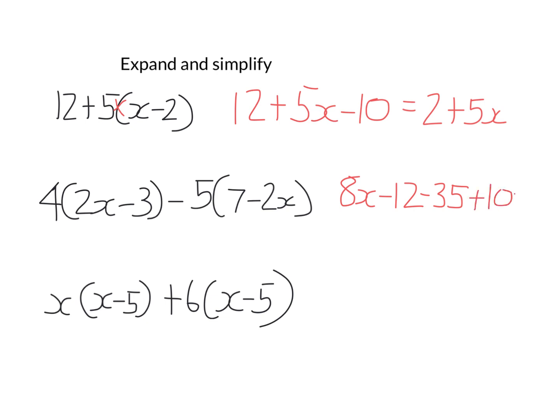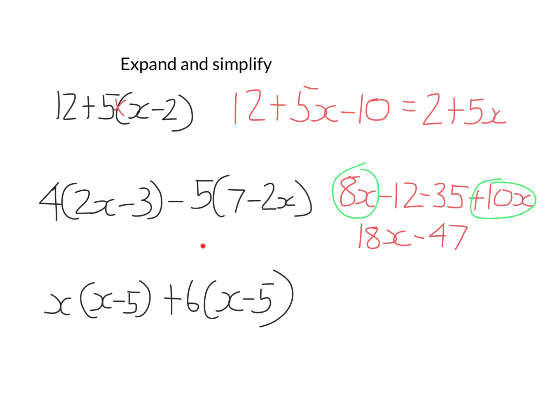So now we have an expression that has 4 terms. We look for the like terms. 8x and positive 10x are like terms. 8x plus 10x is 18x. Of course, negative 12 and negative 35 are like terms. Negative 12 subtract 35 gives you negative 47. We can't simplify this any further and we're done.